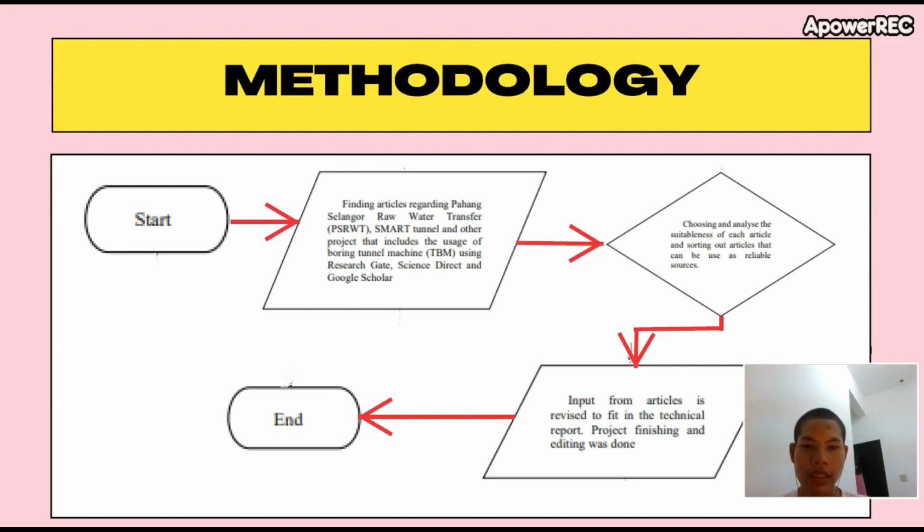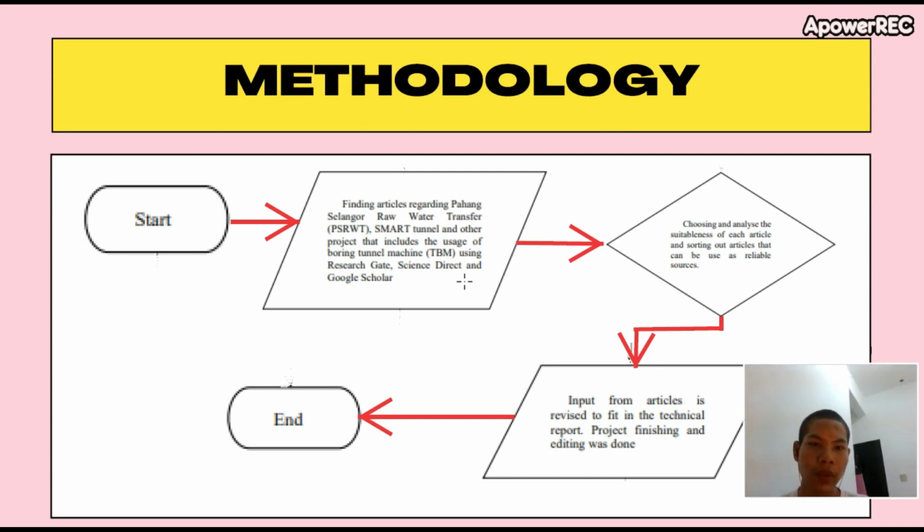What we will do in this project, the first one, is to find articles regarding the PSRWT, which is the Pahang Selangor Raw Water Transfer Project, because this project is actually using TBM or the tunnel boring machine. The sources that have been used, for example, are ResearchGate, Science Direct, and also Google Scholar, but the most used source is Google Scholar instead of the others mentioned.